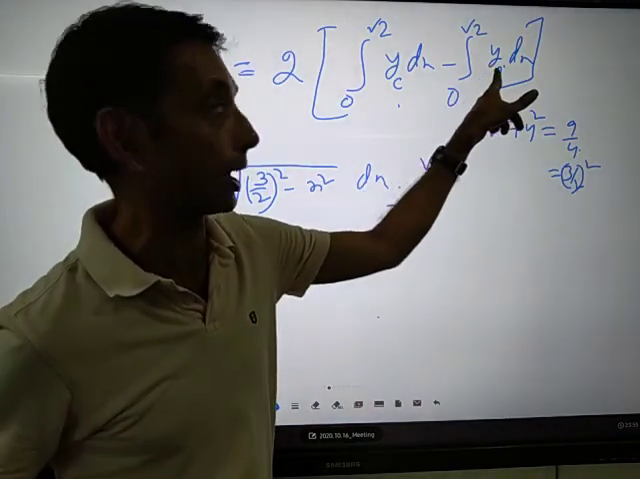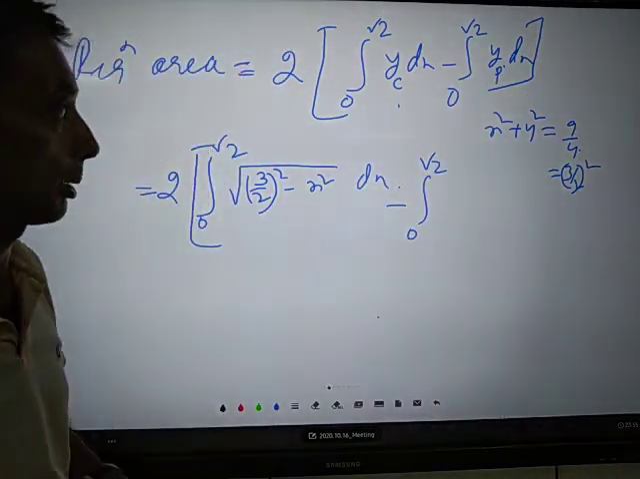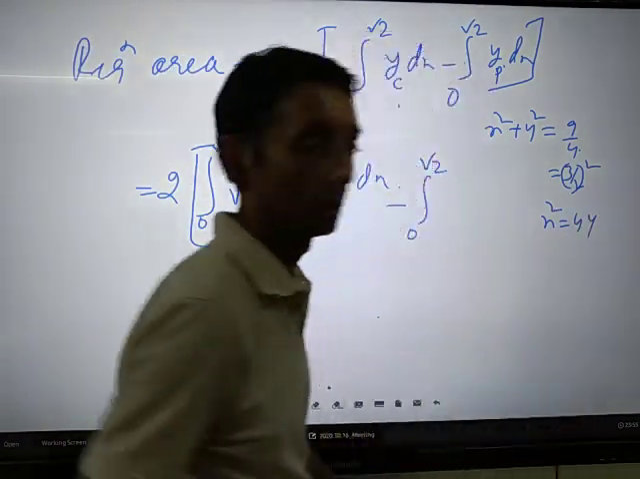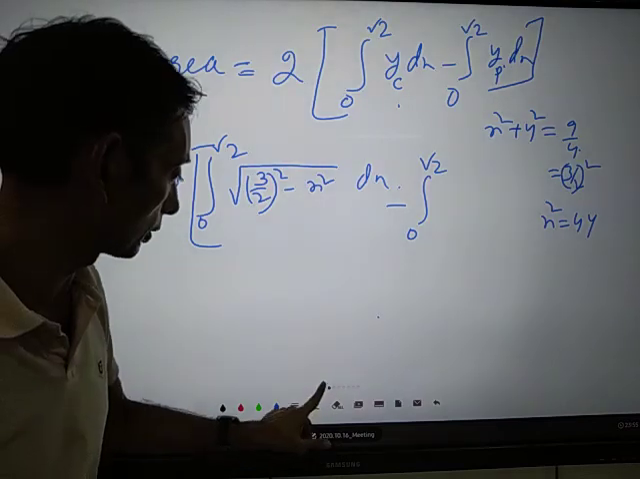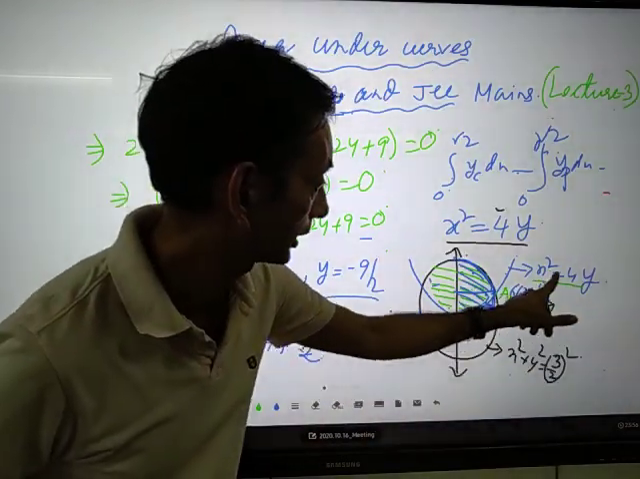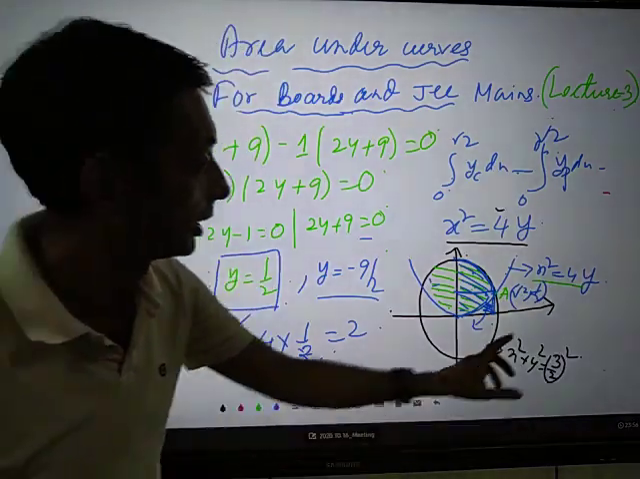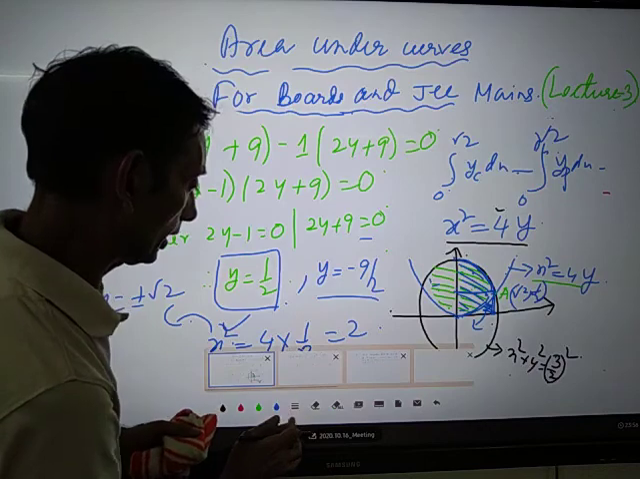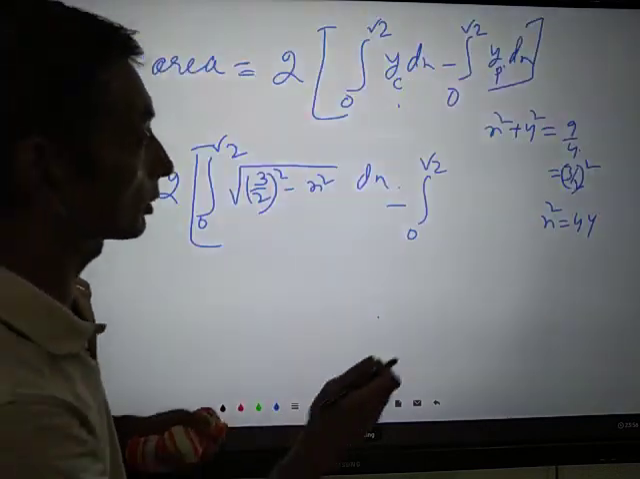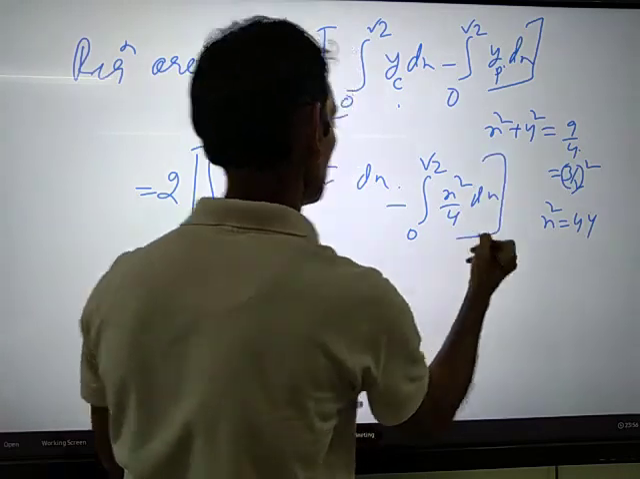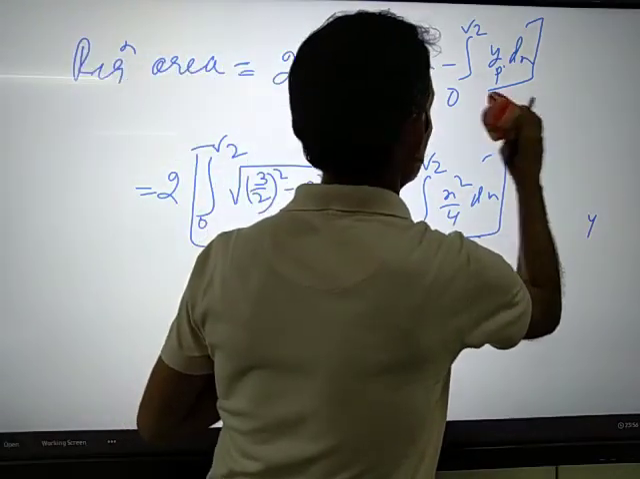y p stands for the parabola. So what is the equation of the parabola? The equation of the parabola for us is x square is equal to 4y. Check this, the equation of the parabola is x square equal to 4y. So from there you get y is equal to x square by 4, dx. Fine, we don't need this.